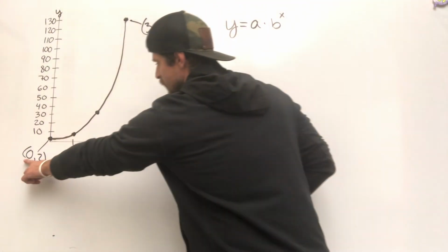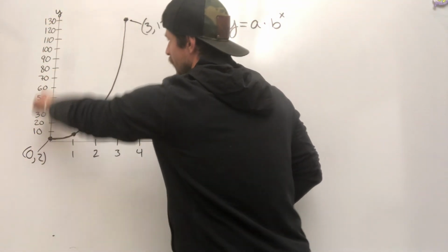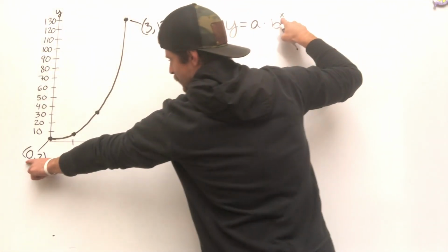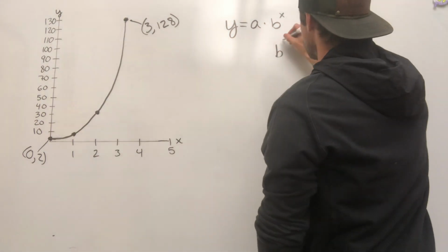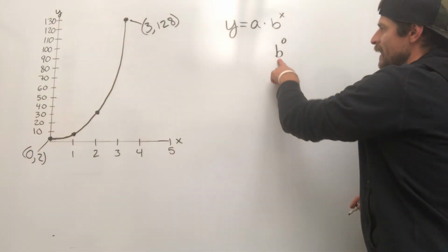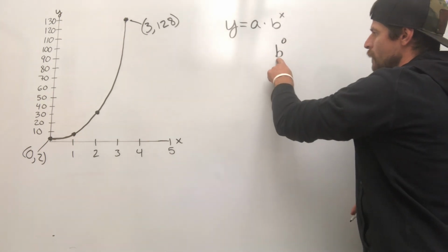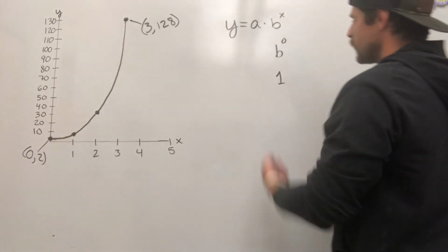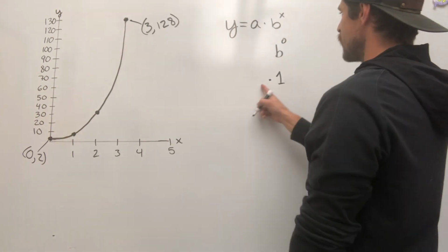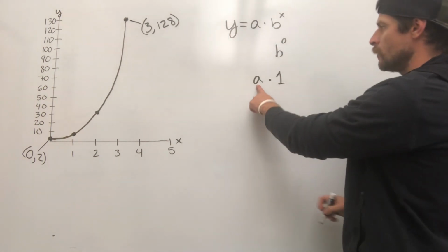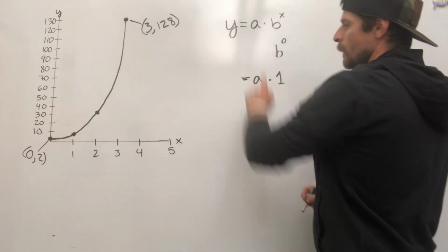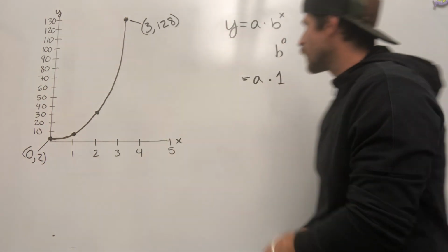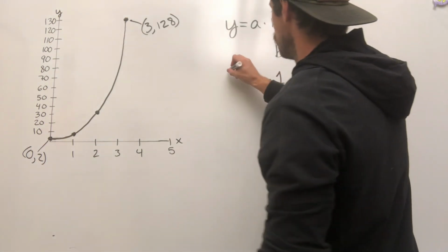But if we do have (0, 2), the y-intercept, that plotted point on the y-axis, we can go and put 0 in for x. This is extremely helpful because anything to the 0 power, no matter what the base is, always comes out as 1. And if it comes out as 1, now we have 1 times a, which is still an unknown, equals y. But because we're putting 0 in for x, we can put 2 in for y. So I can replace that y with a 2.